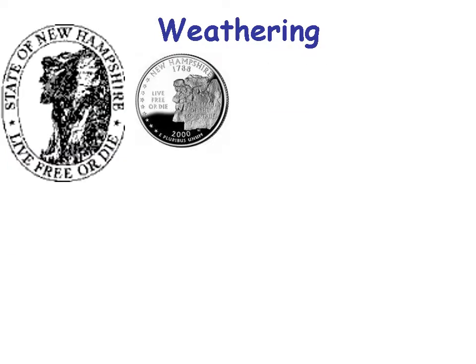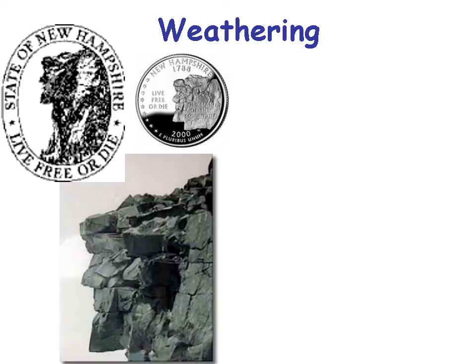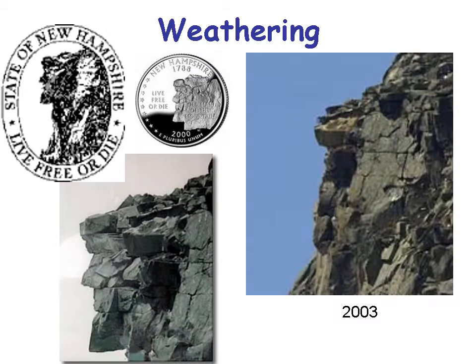Here's an example of an important structure in weathering. Here's the Old Man of the Mountain, Live Free or Die, state of New Hampshire. It's on the quarter. That's what it looked like, but here's what it looks like in 2003. Those rocks are weathered. If you go there today, you would not see the Old Man of the Mountain because those rocks have all crashed in, weathered away. There's the original face.